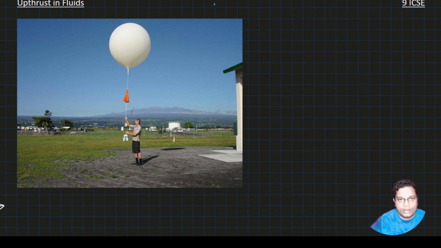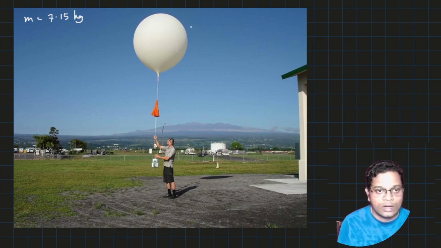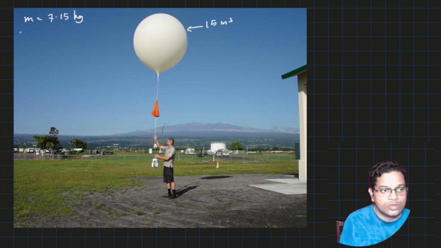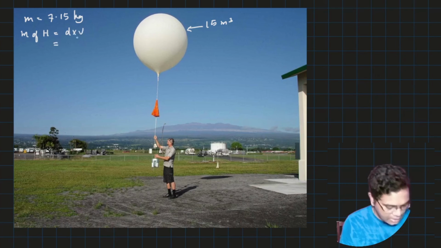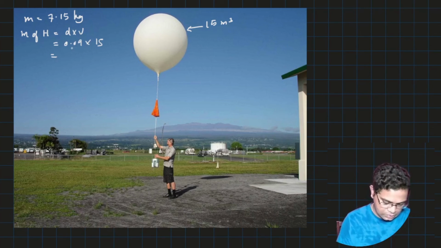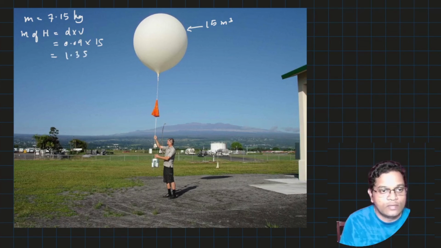Okay, so the final question that we are doing, this is a picture that explains this experiment. So here you see a balloon. What is given to us is that the mass of this empty balloon is equal to 7.15 kilograms. That's the mass of the rubber that the balloon is made up of. This volume is 15 meter cube. So therefore, mass of hydrogen, mass is density times volume, and density of hydrogen is given to be 0.09 into 15. So that answer is 1.35 kilogram.